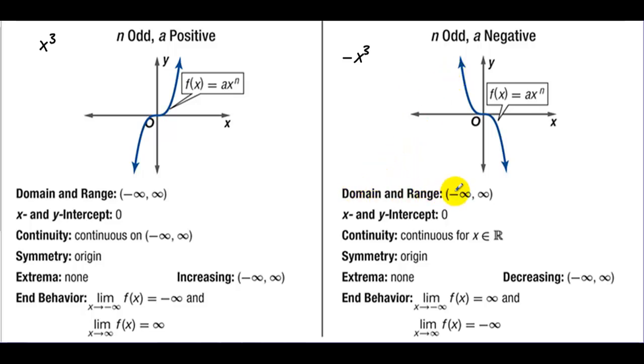Now when n is odd and a is negative, so we have negative x to the third, for example, then the domain and range is negative infinity to infinity. X and y intercepts are 0, continuous everywhere, symmetric over the origin, meaning this is an odd function. There are no extrema, decreasing from negative infinity to infinity. So as we go left to right, this function decreases forever. The end behavior is as x goes to negative infinity, the function is going to positive infinity. And as x goes to infinity, y is going to negative infinity.